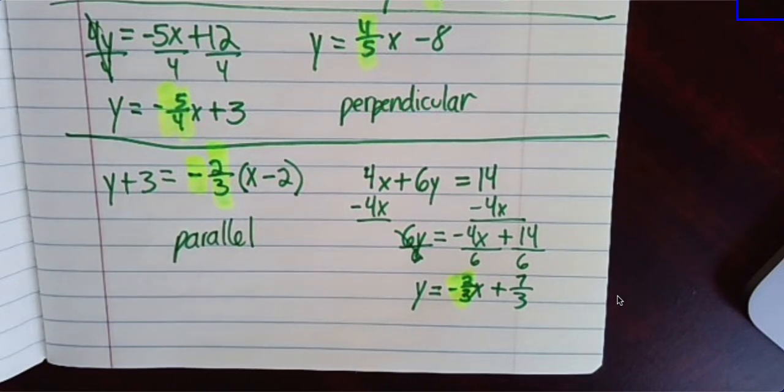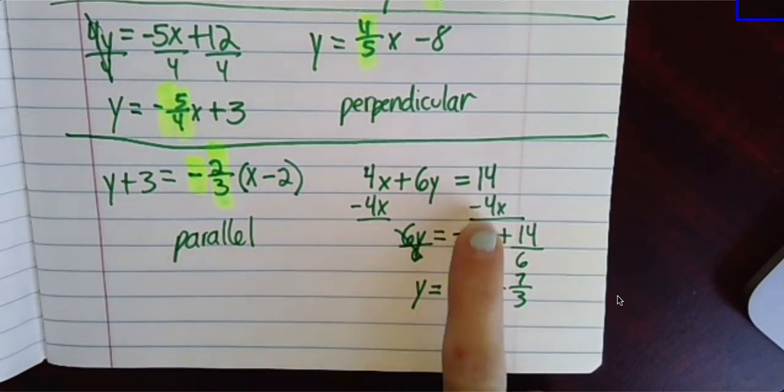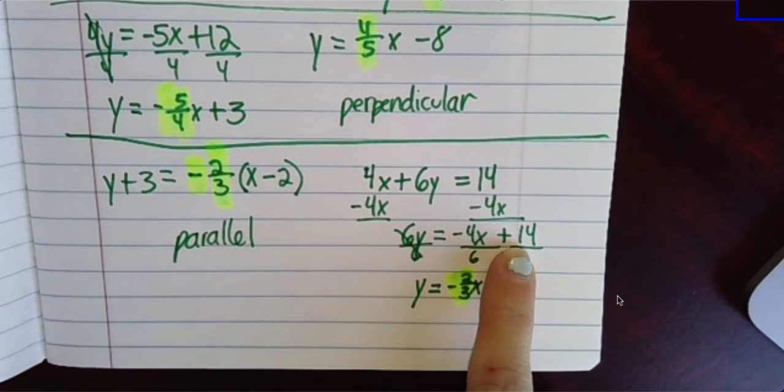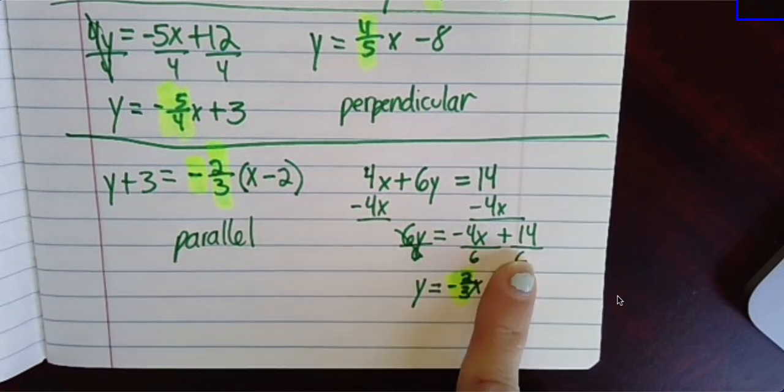I'll do another. I've got 6y equals... I'm trying to do 9. So you should have 6y equals what? Negative 3x plus 12. Is that what you have? Because 12 is positive. Just like my 14 was positive, so it's negative 4x plus 14. So you have negative 3x plus 12, right?